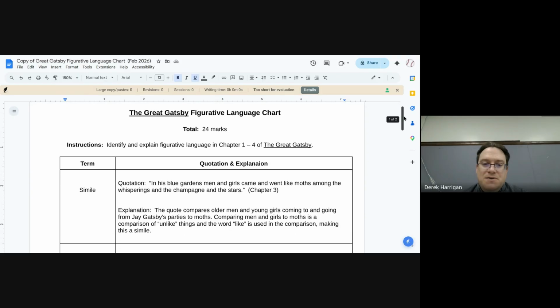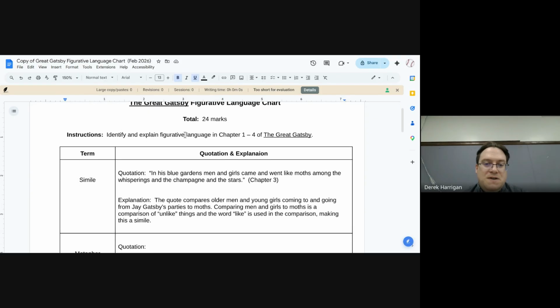And so if I make this a little bit bigger, what I'm going to ask you to do is identify and explain examples of figurative language in chapters 1 through 4 of The Great Gatsby. You do not have to go beyond chapter 4. Please stick to the 4 chapters that we have done until this point. You should be able to find lots of different examples of figurative language in those chapters. You shouldn't have to go anywhere else in the book.